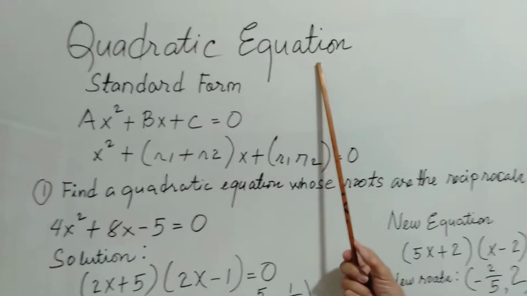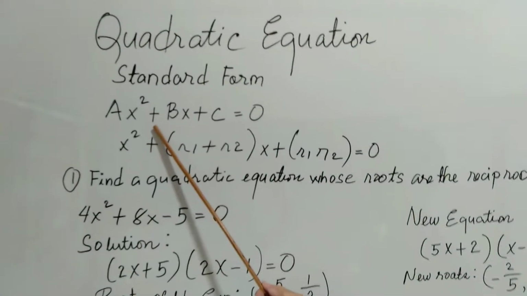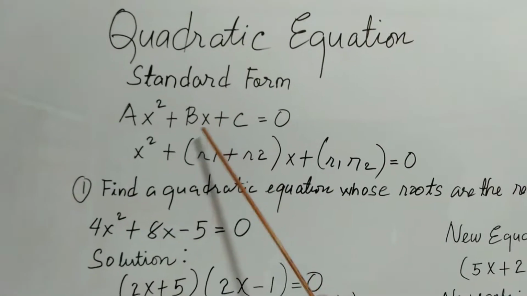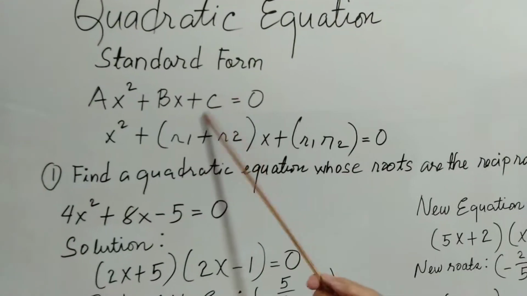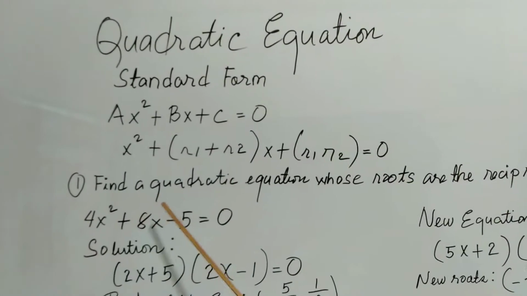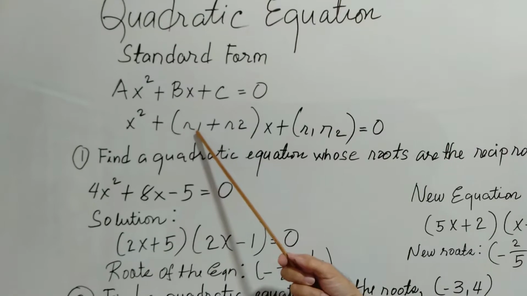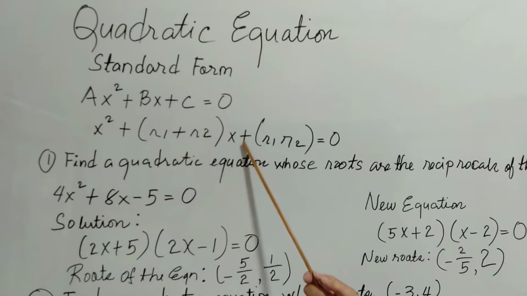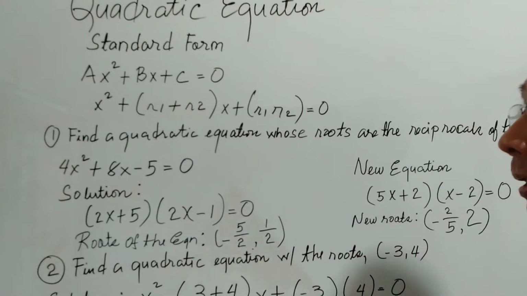Now we're going to take up the quadratic equation, and we have this in standard form, ax squared plus bx plus c is equal to 0. We can use this standard form or the roots of the equation to have this kind of quadratic equation: x squared minus the first root plus the second root times x plus the product of R1 and R2, which are the roots of the equation, equal to 0.